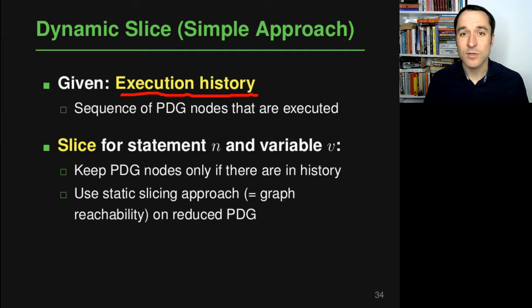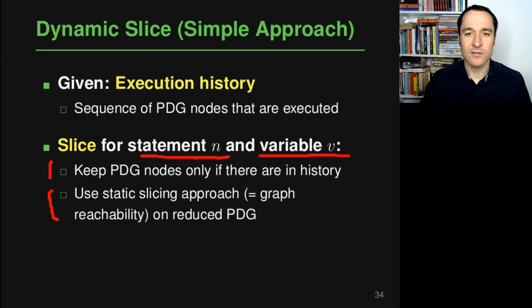And now, in order to compute the slice for a particular slicing criterion, specifically for a statement n and some variable v, is basically two steps. First, you keep only those parts of the program dependency graph that is also in the execution history. So only those nodes that are in the history are kept. And then the second step is basically the same as for the static slicing approaches that we've seen earlier, where we reduce the problem again to graph reachability. And in this reduced program dependency graph, starting from the statement n and the variable v, compute the slice by looking at which nodes can reach our statement n.